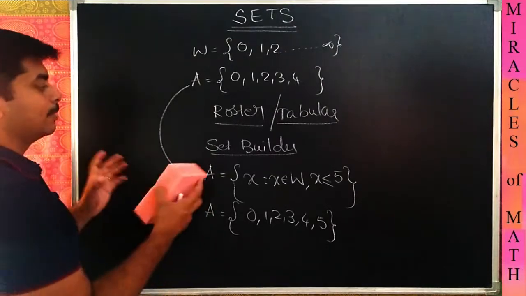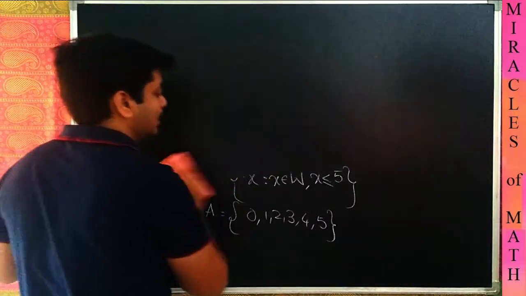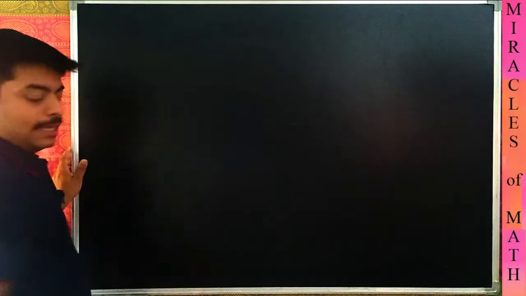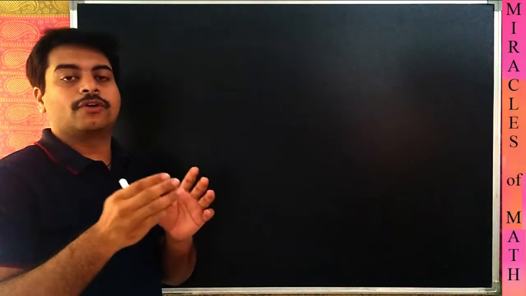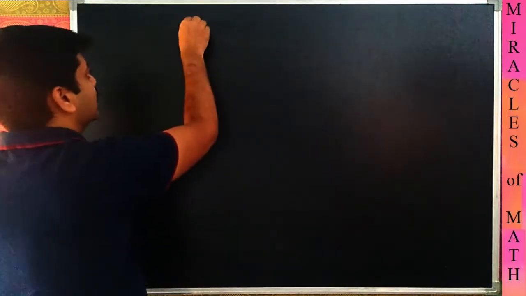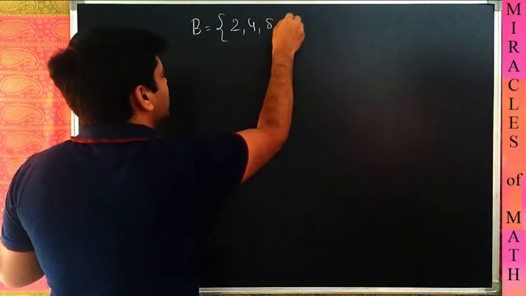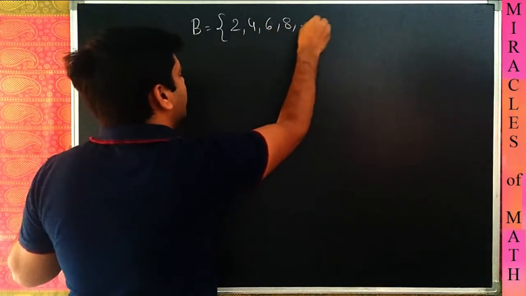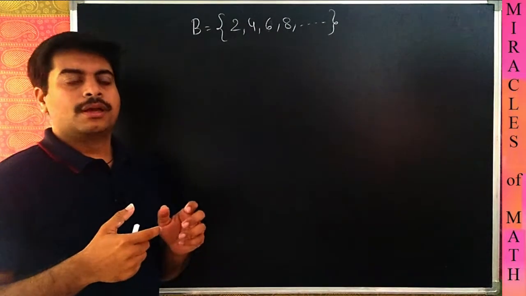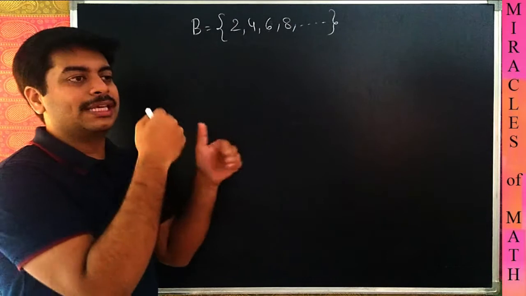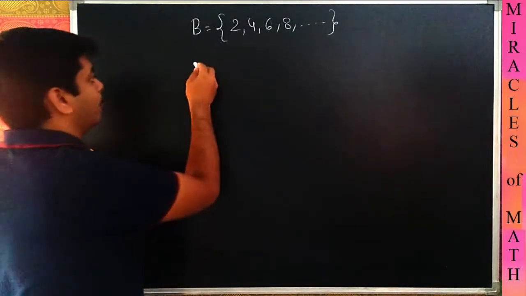Let us see some more examples between set builder form and roster form. Roster form is also called tabular form. Set of all even numbers. I will take that as set B. Let us say set of all even numbers 2, 4, 6, 8, and so on. Can we write this in set builder form? Just now I said set of all even natural numbers. We can write that, but we'll see how.